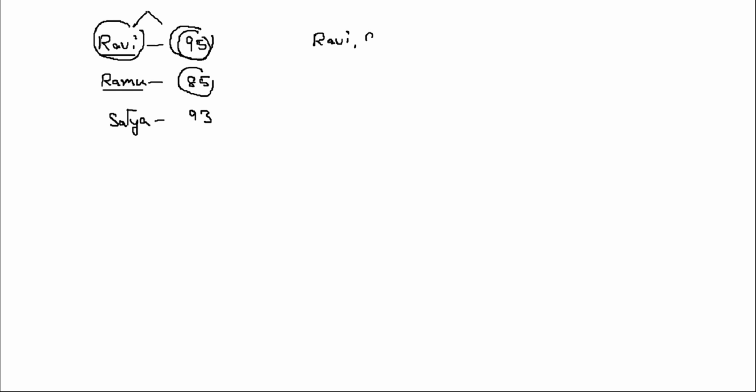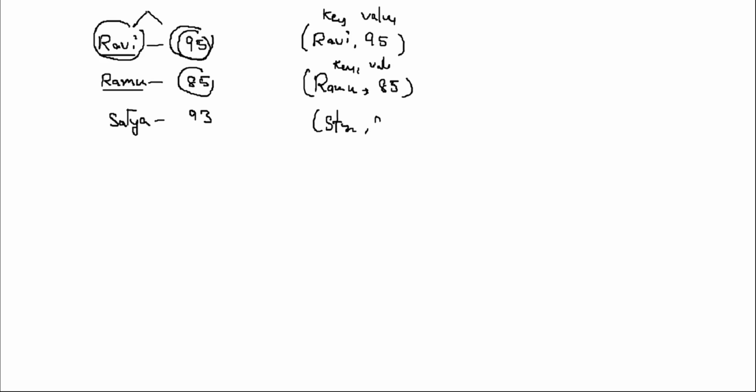Ravi and his marks is 95. This is one pair. Here this is a key and this is the value. Here Ramu and his marks are 85. This is another key value pair. Next one is Satya and his marks are 93. So this is called key value pairs.